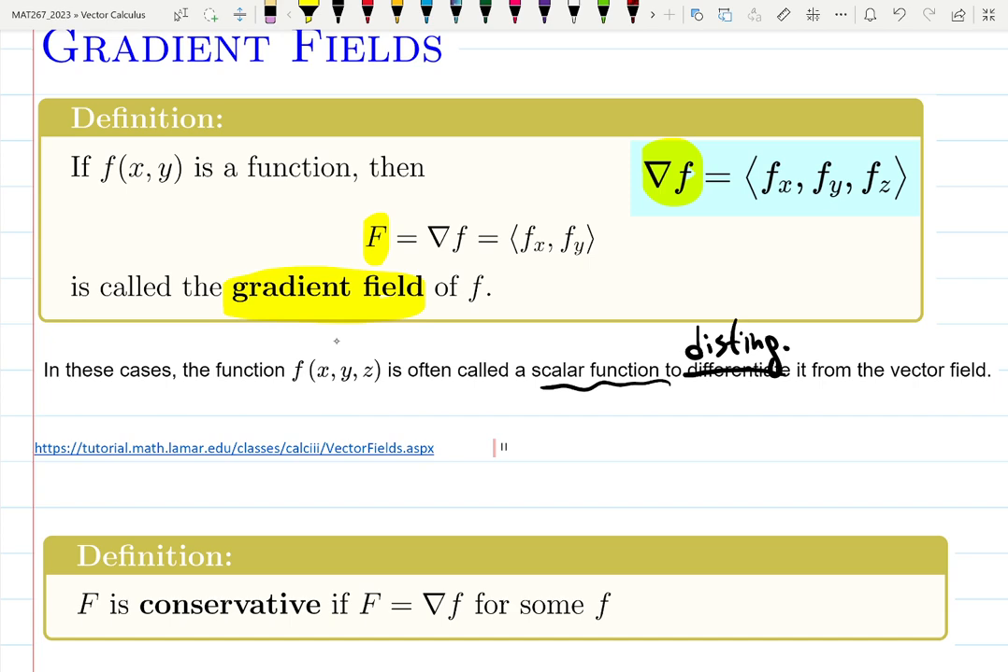But the gradient is not new stuff. That's going to be easy. At least that is not new.